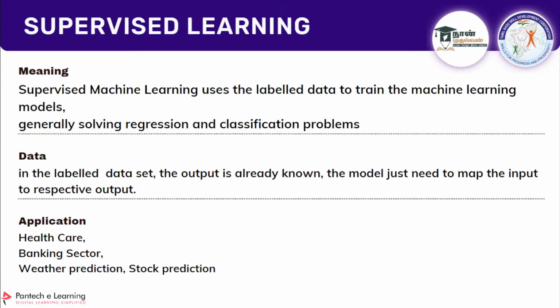So we'll see a little bit inside of supervised learning. Supervised machine learning uses the labeled data to train the machine learning models. Generally, it has subdivisions like regression and classification problems. In classification, it's binary or multi-class, like this or that, or there is a dataset like the car dataset where we are going to predict either 1 or 2 or 3. Okay, so these come under classification problems.